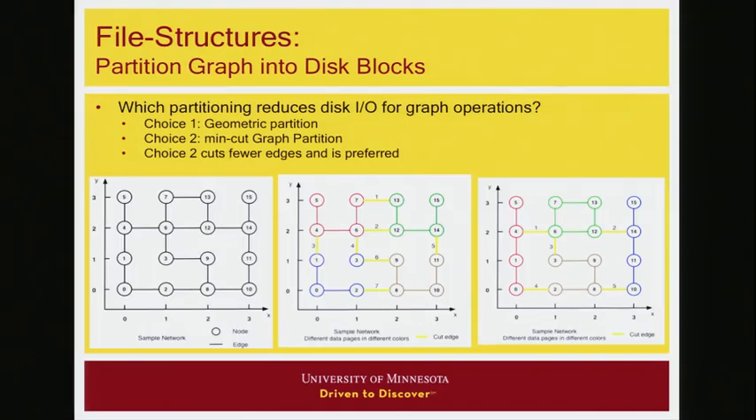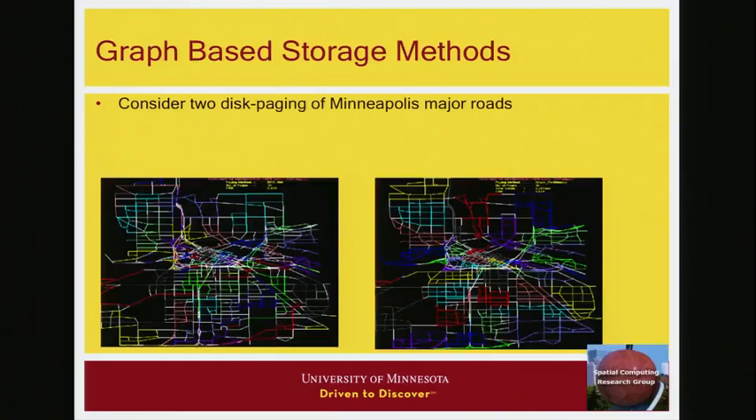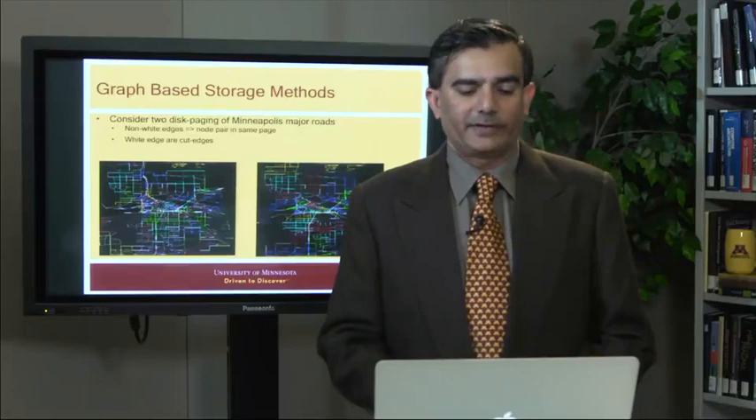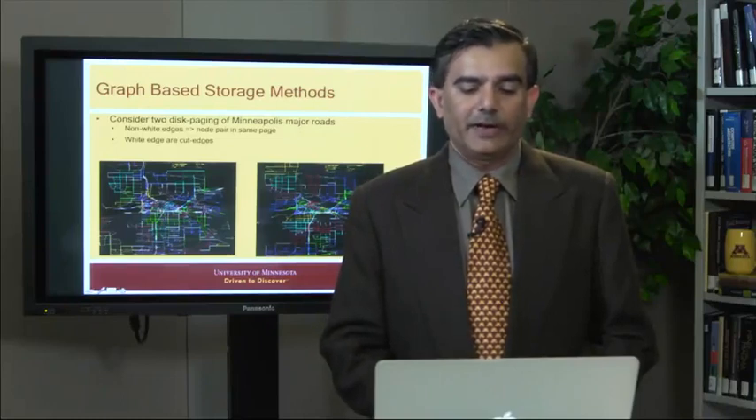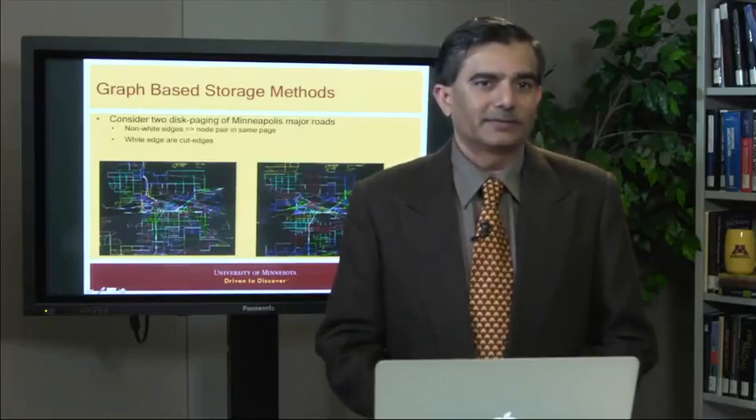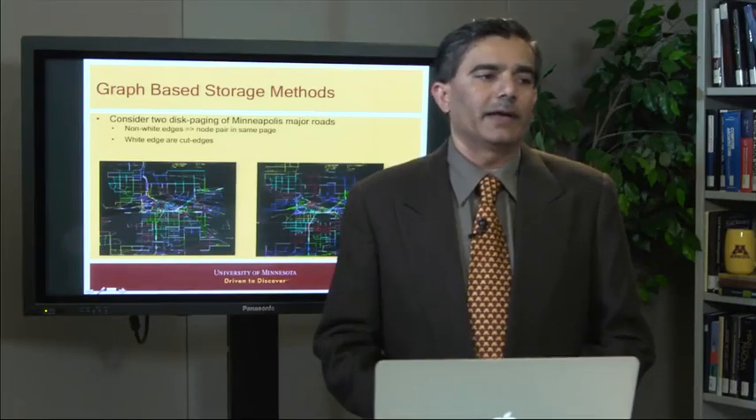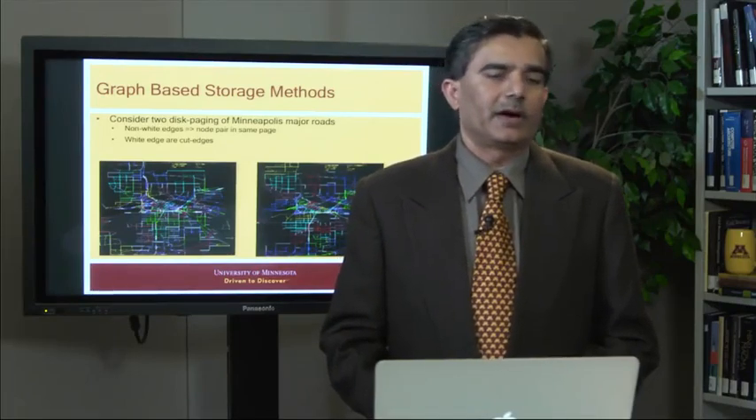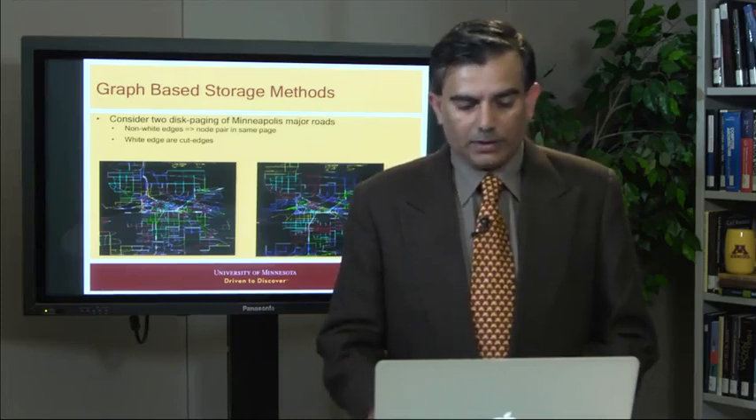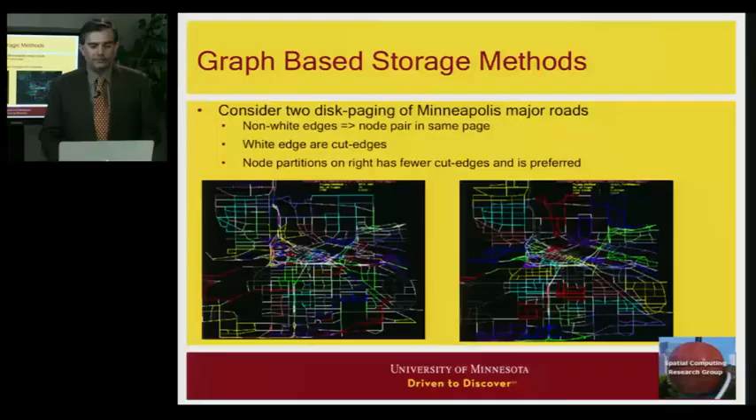To give you a bigger picture, here is a road map of major roads in Minneapolis, and we are showing you 2 ways to partition it across disk blocks. In this case, the white edges are showing you the cut edges. You may want to pause the video here for a second or two and stare at these pictures and check which, between the left and right, has less white. That is the one which has fewer cut edges, and that is the one which will reduce disk I/O for graph queries. Hopefully we will agree that on the right side you have fewer white, and that will be preferred.